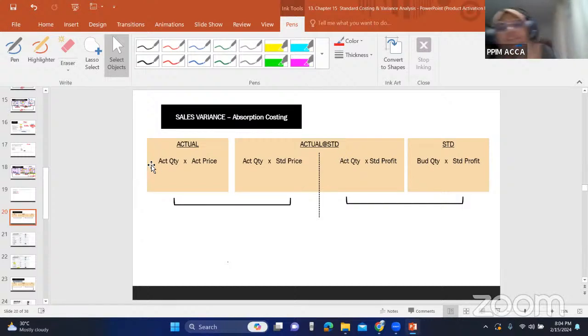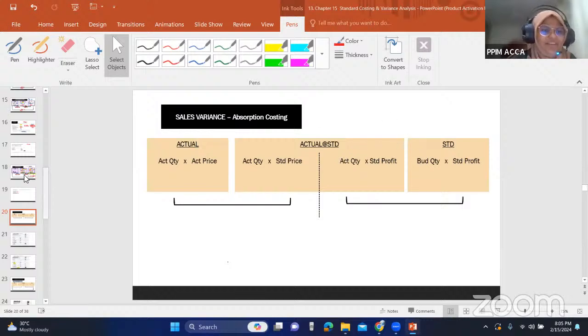Okay. Let's do this. So when it comes to the sales variance, again, three boxes: actual, actual at standard, standard. But the sales variance, this actual at standard box is always divided into two. If you remember direct materials, direct labor, we divided it only if there was closing stock or idle time. Otherwise, generally it was just one box, right? But when it comes to the sales variance, it is always divided into two, by default. So under the actual box, you have actual quantity sold into actual price you sold at. Here you have actual quantity into the standard price, actual quantity into standard profit, budgeted quantity into the standard profit.